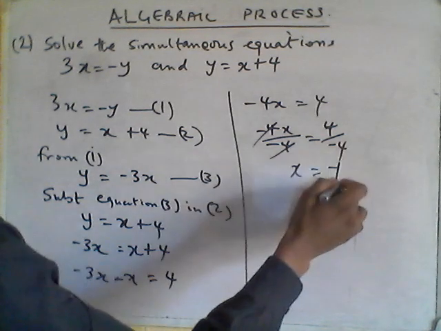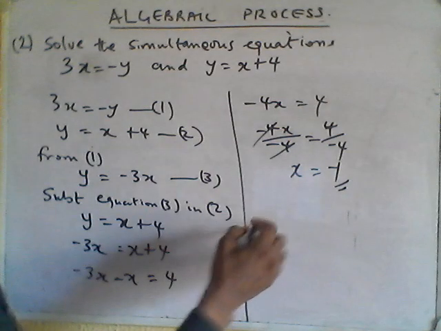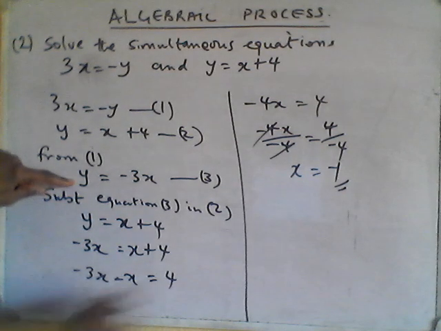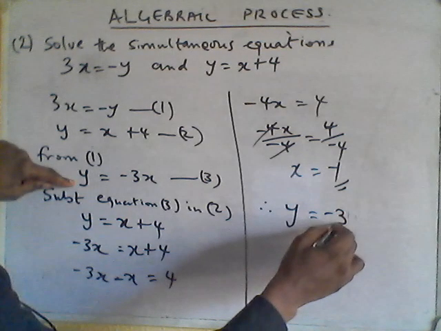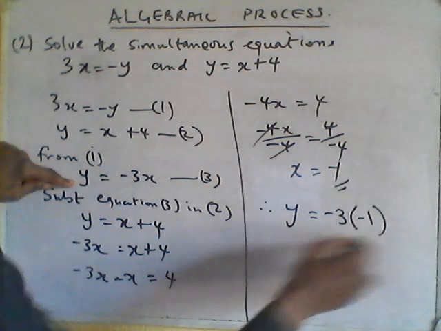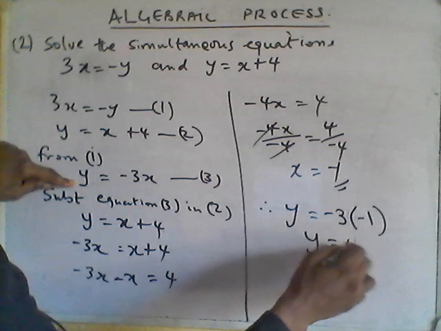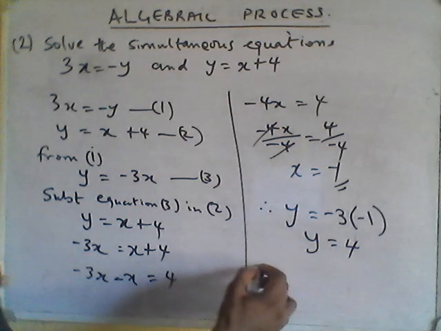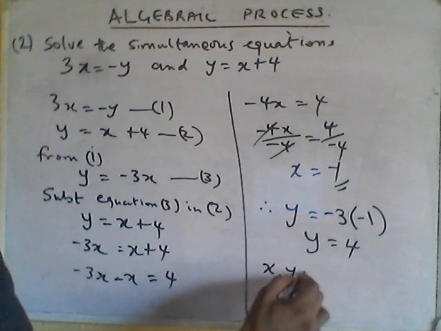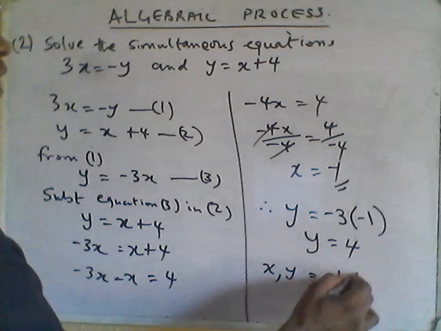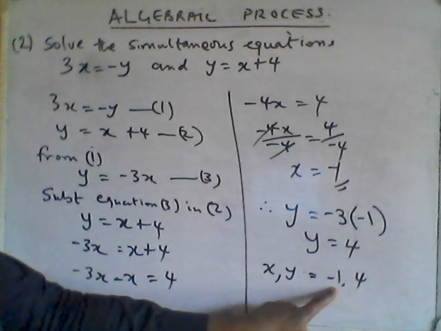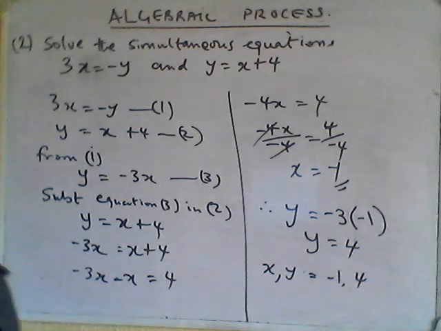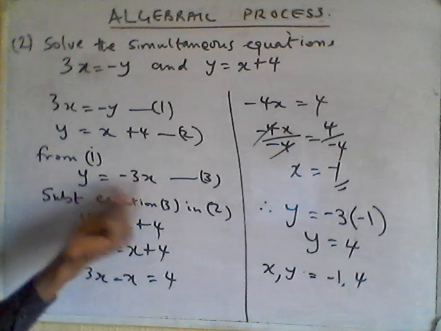So if x is equal to minus 1, what is y? We are going to get y. Therefore, y is equal to minus 3 into minus 1. y will be equal to what? 4. So there are two solutions. x and y is equal to minus 1 and 4. That is, x is minus 1, and y is 4. If I put any of them here, I will get my solution.